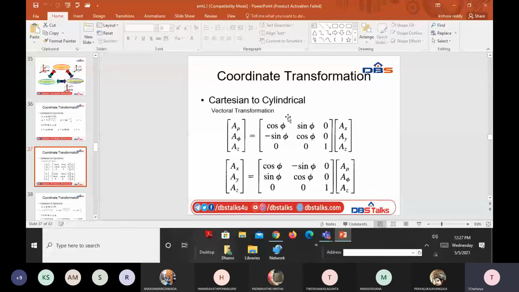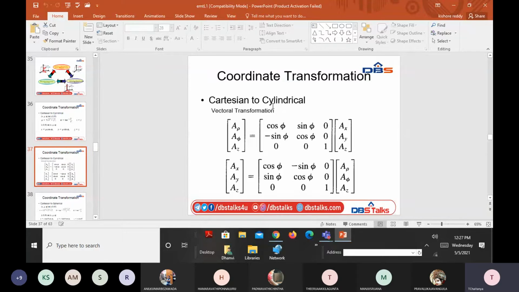You want to have a rho equal to cos phi into ax plus sin phi into ay plus 0, where a rho becomes cos phi into ax plus sin phi into ay. In such a way we can frame the vectors also in a cylindrical coordinate system. Obviously, vice versa also we need to take.